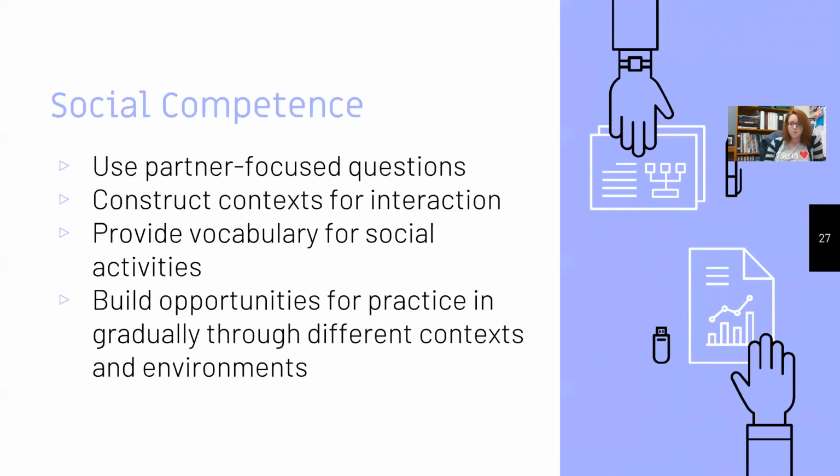Construct context for interaction. So set up playing a game, set up playing something together, set up a social group or an interaction opportunity where they will have plenty of practice chances. Give them vocabulary for social activities, for making comments, for talking to their peers. Use the vocabulary that the peers are using, even if those are kind of strange words, especially if they're teenagers. And then build those opportunities for practice in different contexts and environments.